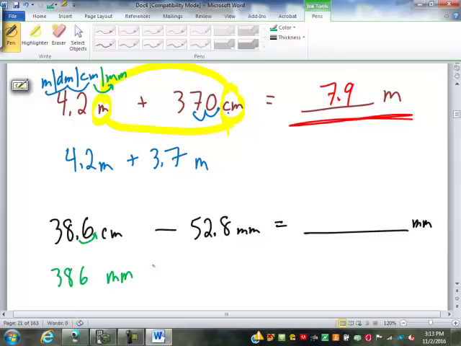So it's 386 millimeters minus 52.8 millimeters, which subtracts out to be what? 333.2 millimeters.